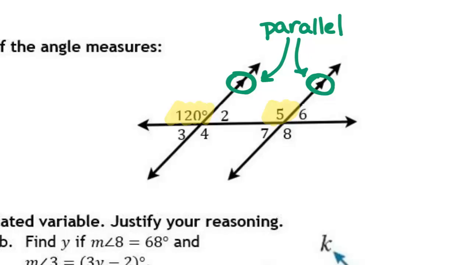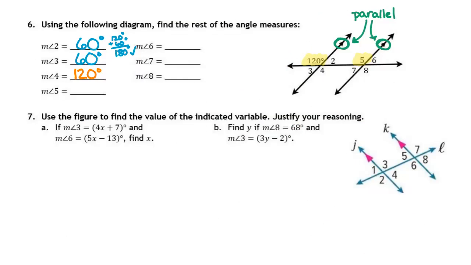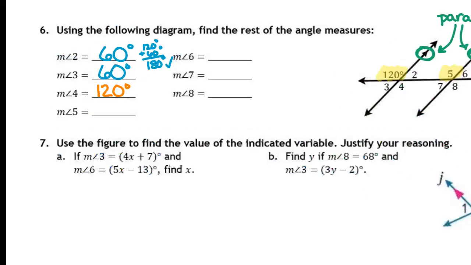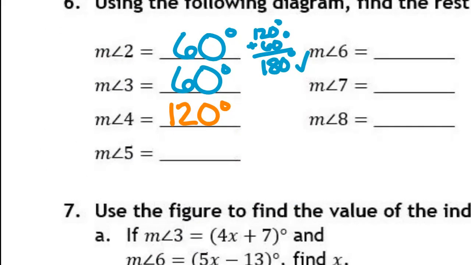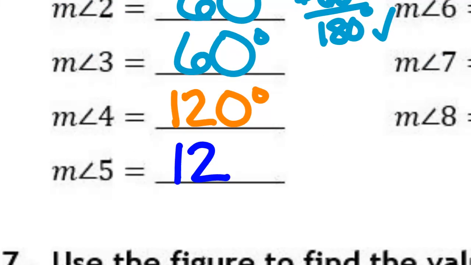These are the two that I'm looking at for interior or exterior. Are these two highlighted angles interior, exterior, or one of each? One of each. Are they in matching corners? What do we call matching corner angles? Corresponding. What's the relationship of corresponding angles? They are congruent. So how big is angle 5? 120.